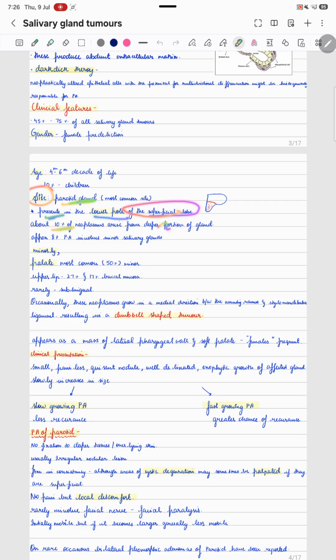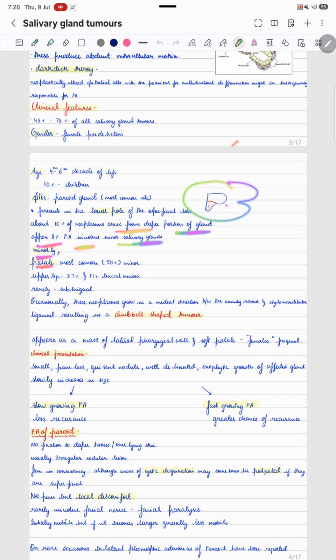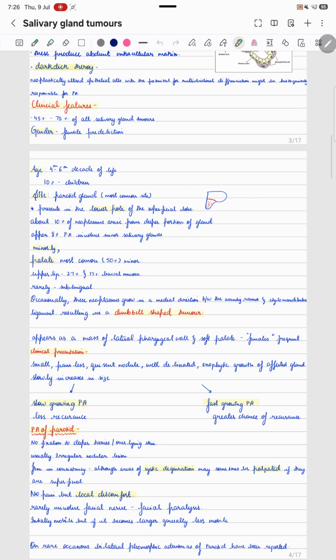About 10% of the neoplasms arise from deeper portions of the gland. Approximately 8% of PA involves minor salivary glands. Majorly, PA occurs in the parotid gland, and it is usually the lower pole of the superficial lobe.